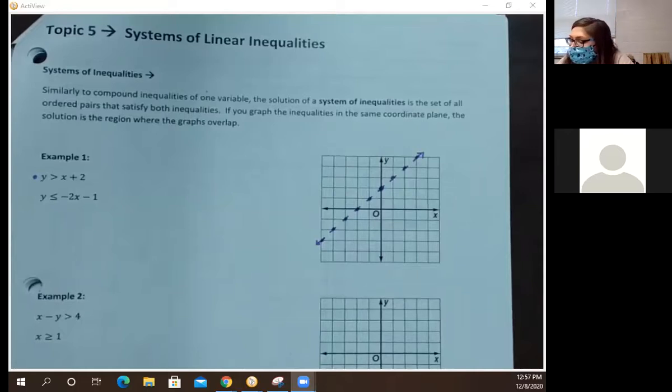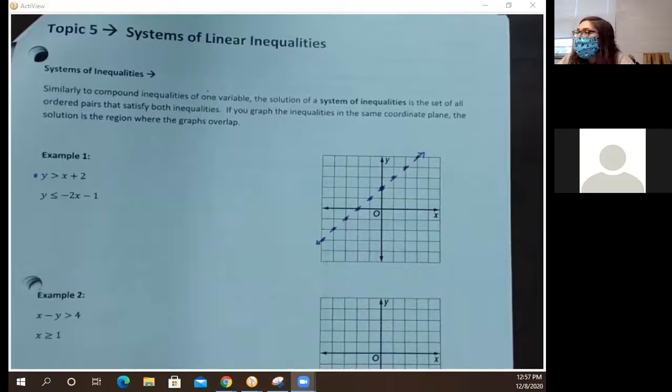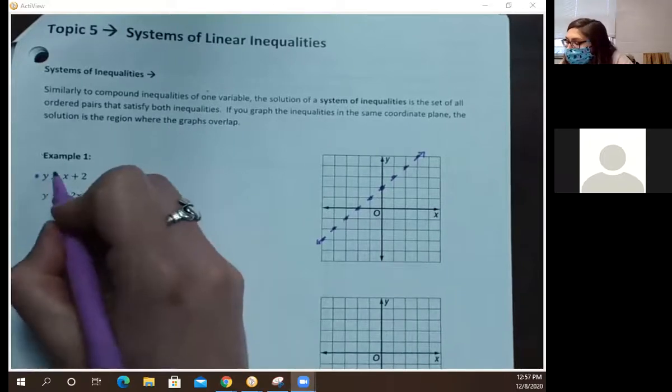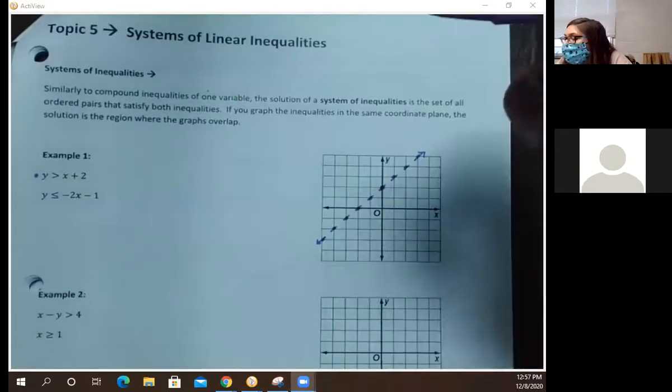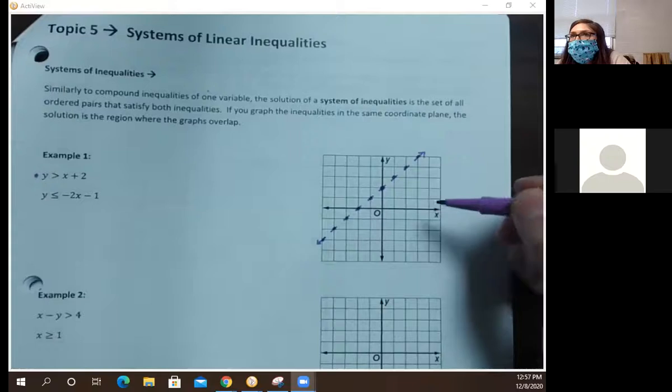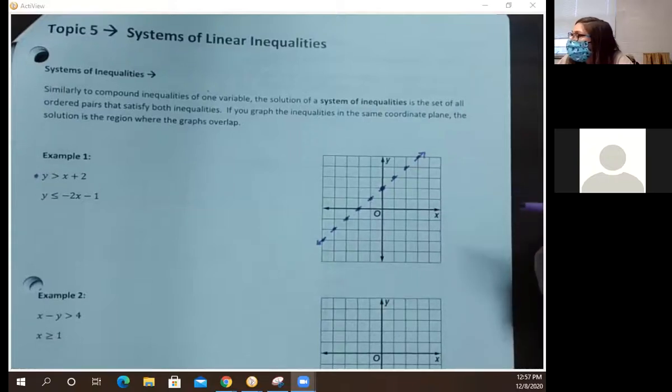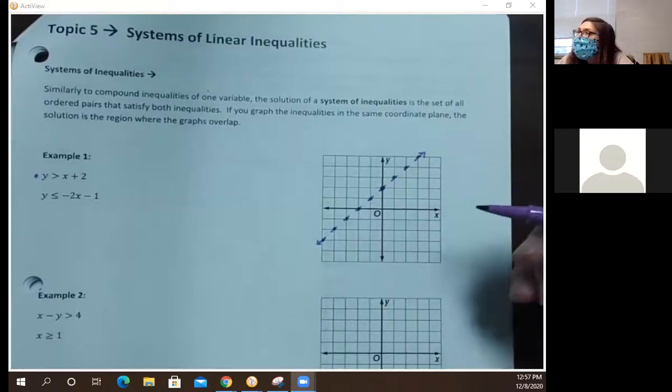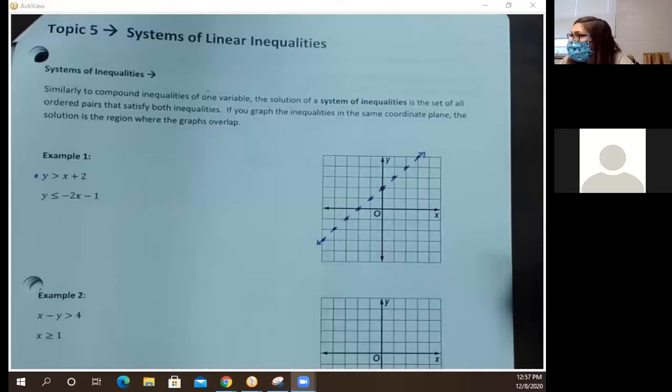And now I need to know where to shade. So I talked about this yesterday. Some people are really great at looking at y is greater than and knowing I'm going to shade here, or seeing y is less than and knowing I'm going to shade down here. But if that's trickier for you, then we can pick a point and test it to see where to shade. So that's what I'm going to continue to do today, just as a reminder that you have that option to check your shading.